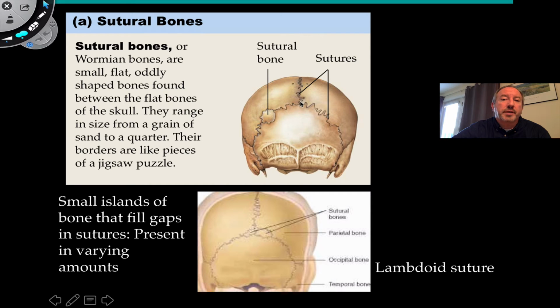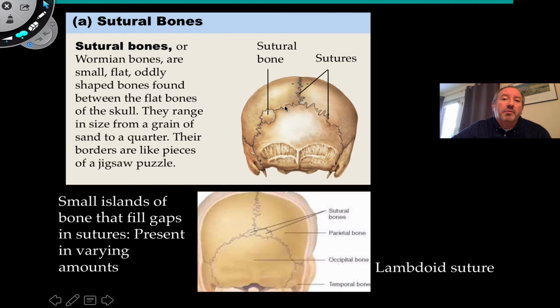These sutures right here, where they come together or articulate. This suture that comes down and then sort of pairs off looks like the Greek letter lambda, and so it's the lambdoid suture right here. Now, these sutural bones were first identified, they're sort of like these little islands or jigsaw bones. They were first identified by a professor at Copenhagen University, of all places, in the 1600s, by Ole Worm. And so sometimes they're known as Wormian bones.